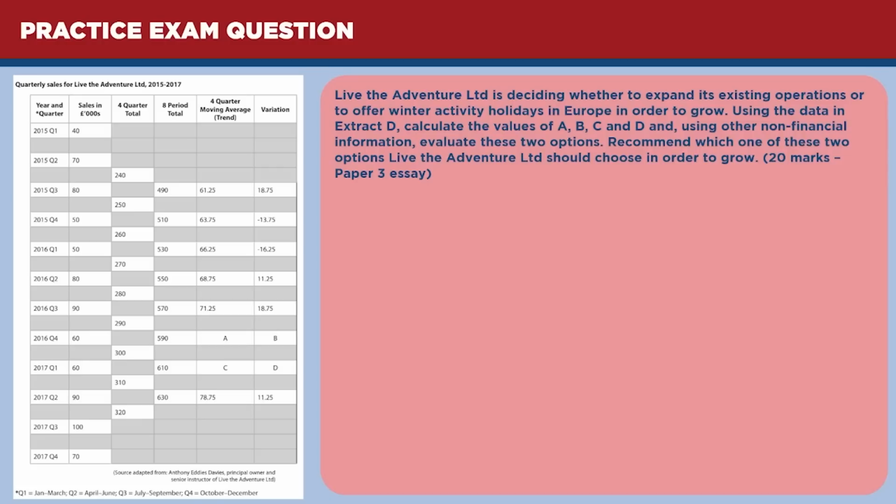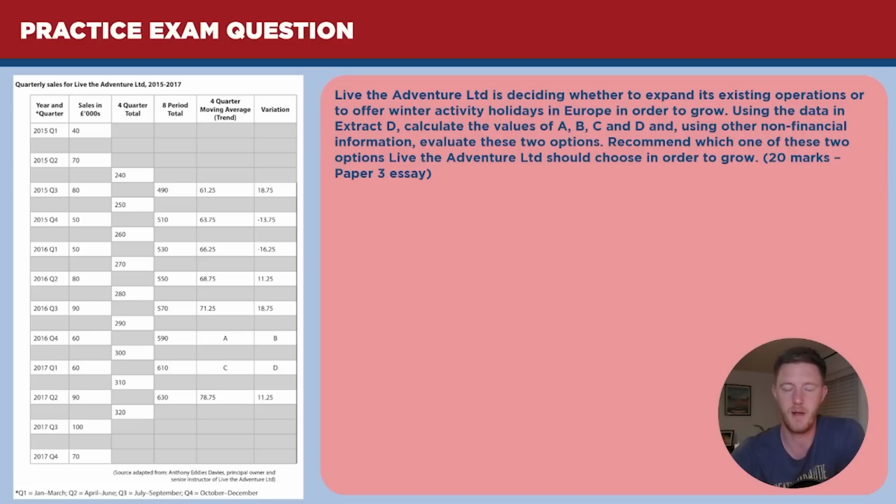So this is how this has looked in a past exam paper. This was quite a complicated one in a paper 3 essay. It was in a 20 marker. And it was basically about calculating a few different parts. You can see there's some gaps there, A, B, C, and D, and then using that to try and get an idea of what the data was saying about their sales.